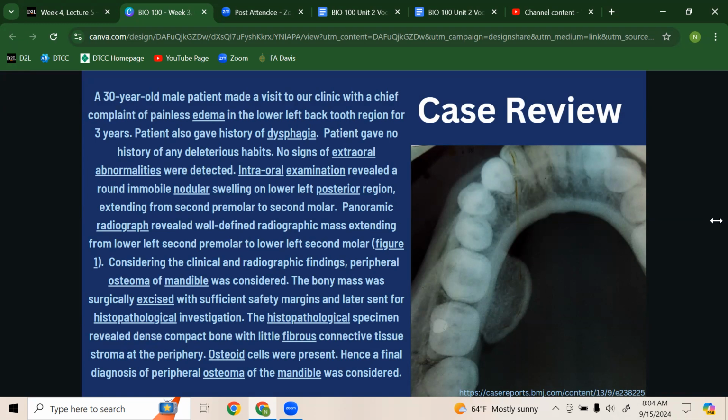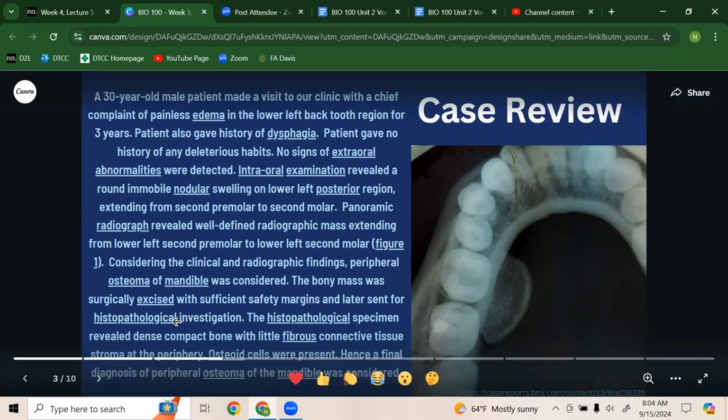The bony mass was surgically excised. Remember, an excision or to excise something is going to be surgically remove it. With sufficient safety margins and later sent for histopathological investigation. So we can break histopathological into three parts.